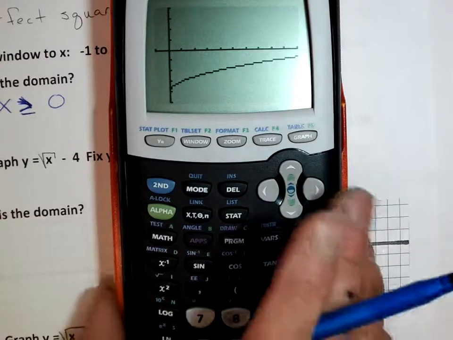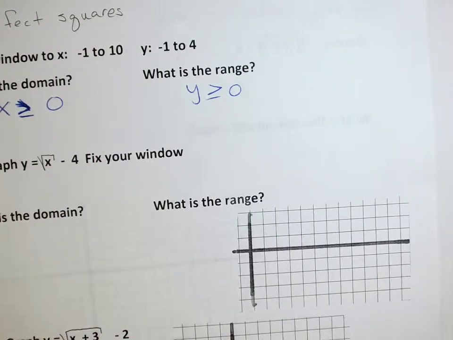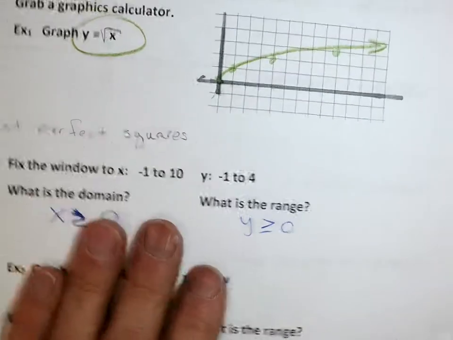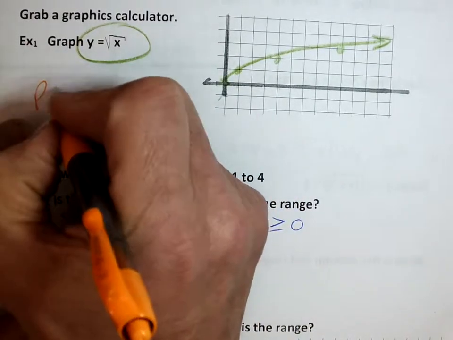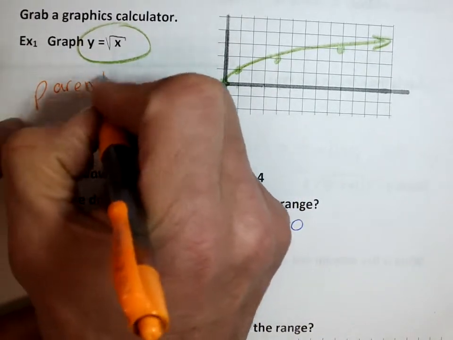But I can do this without a calculator because I know I'm going to take what we call my parent function. This is my parent function.